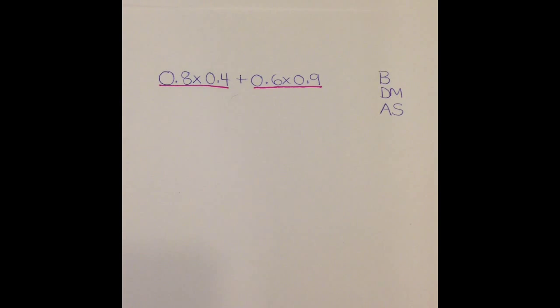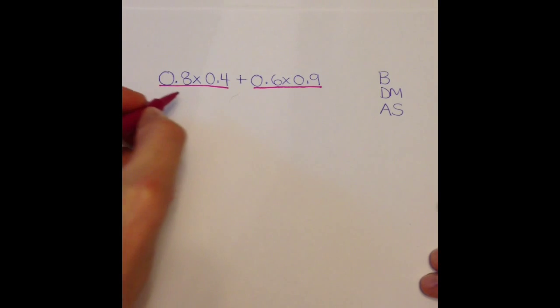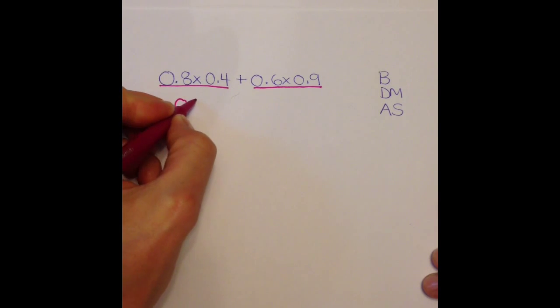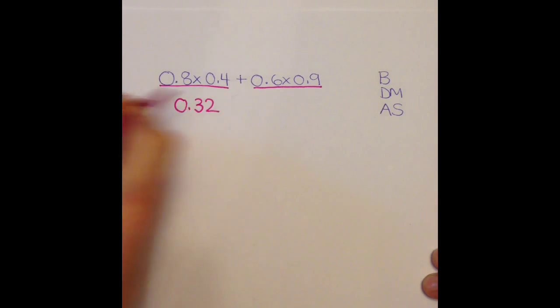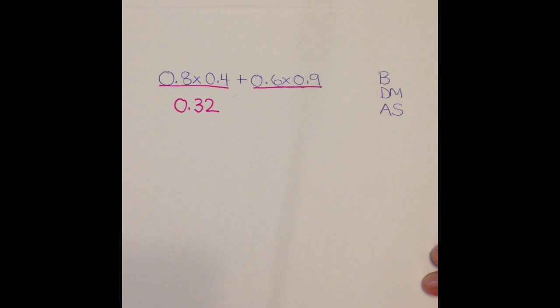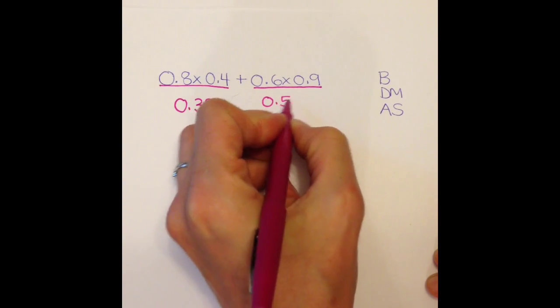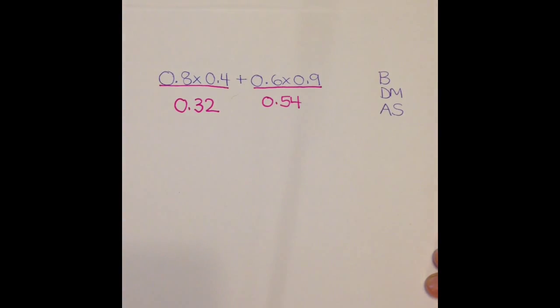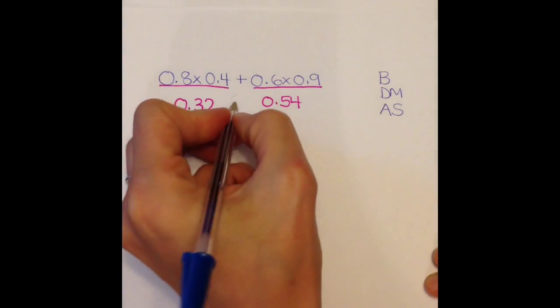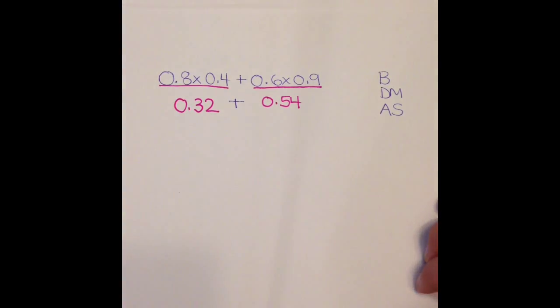So first is 8/10 by 4/10. That gives us 32 hundredths. And then 6/10 by 9/10 gives 54 hundredths. And I can't forget about the addition sign in between these two. Now I only have one operation left, so I can perform the addition. So when I add these two numbers together, that gives me 86 hundredths.